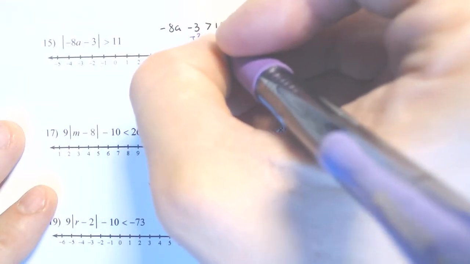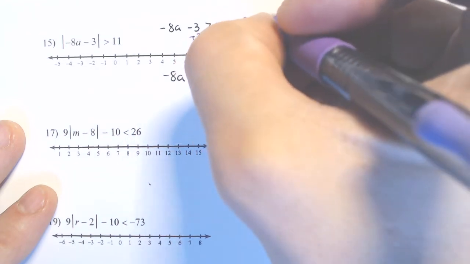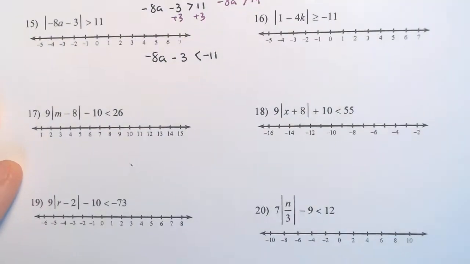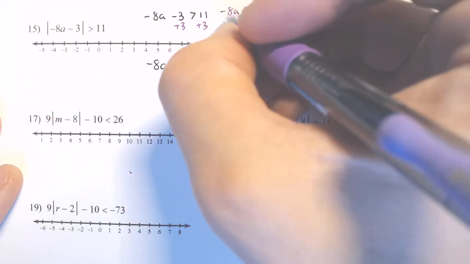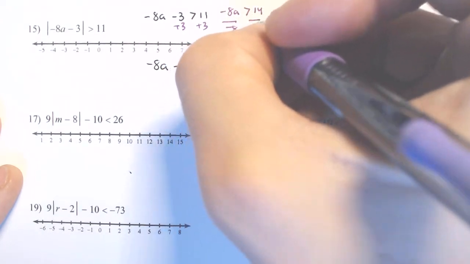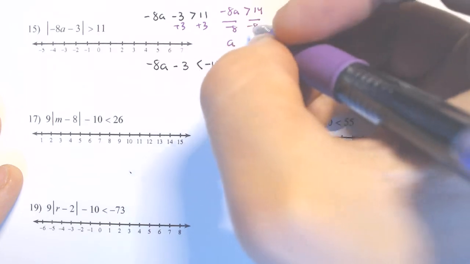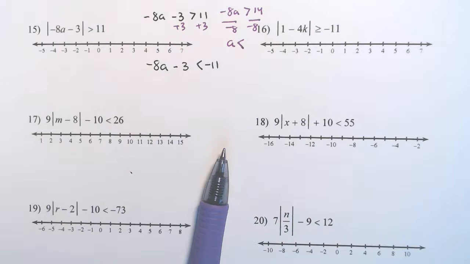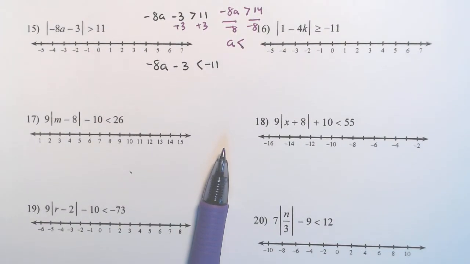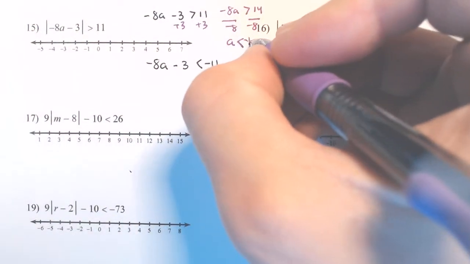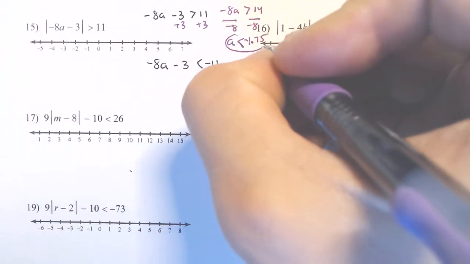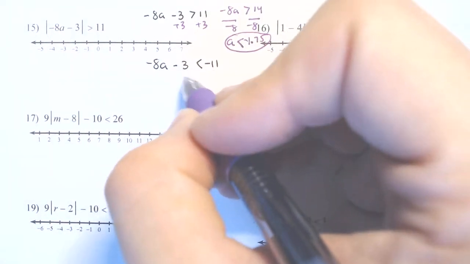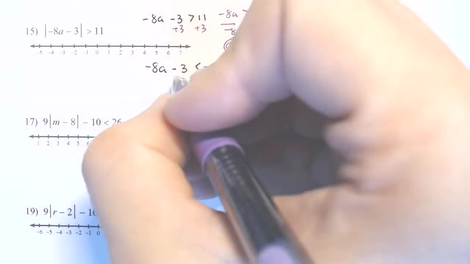If we add 3, -8a greater than 14. And then when we divide by -8, you have to flip the inequality again, because we divided by a negative. -14 divided by -8. Boy, I struggled through that one. 14 divided by 8 is -1.75. Here, hopefully it won't be a decimal. Add 3.